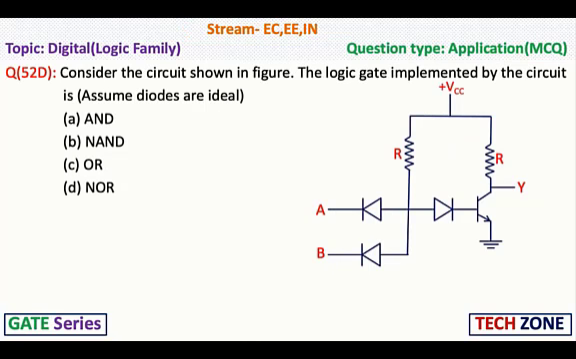Next, consider the circuit shown in the figure. The logic gate implemented by the circuit is (assume diodes are ideal): option A AND, option B NAND, option C OR, option D NOR.